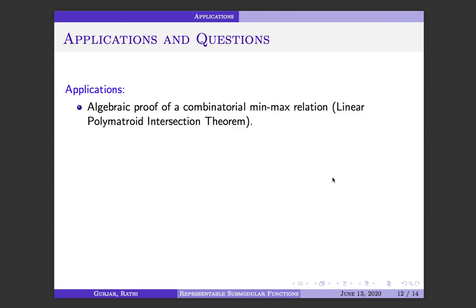So one nice byproduct of our algorithm is an algebraic proof we get for a combinatorial min-max relation, which is known as the linear polymatroid intersection theorem. Secondly, there are these two combinatorial optimization problems which we show can be reduced to minimizing linearly representable submodular functions, and thus we get parallel algorithms for these. To the best of our knowledge, previously there were no known such parallel or algebraic algorithms for these problems.